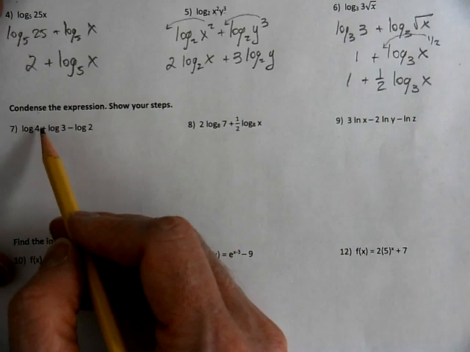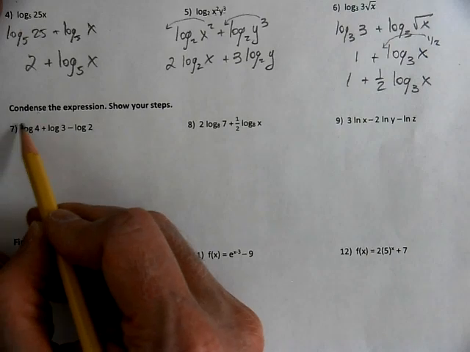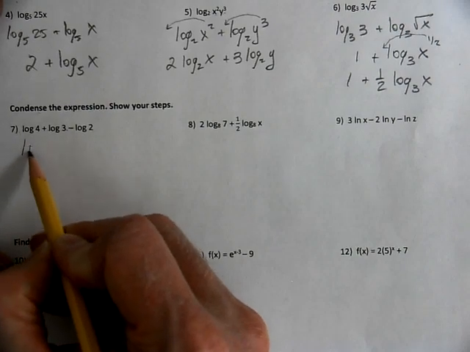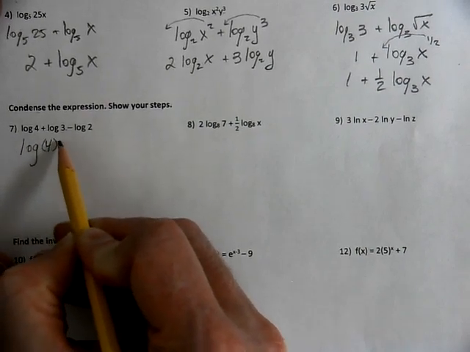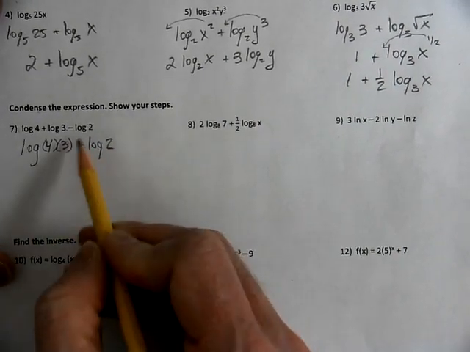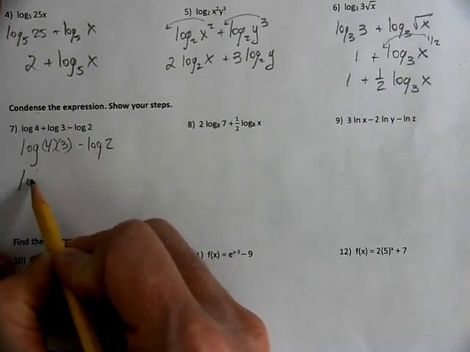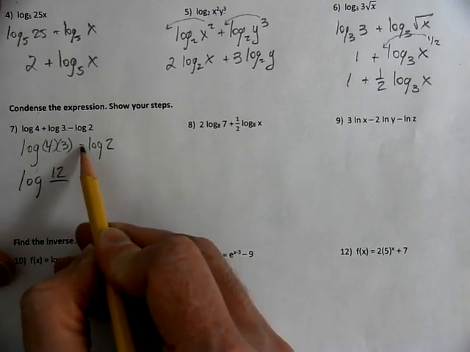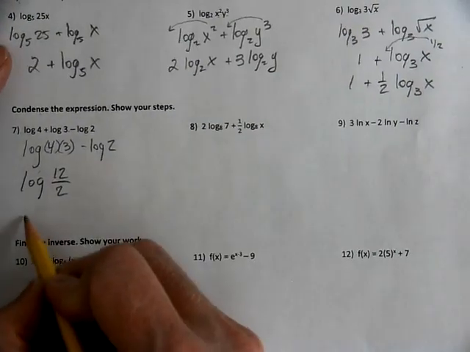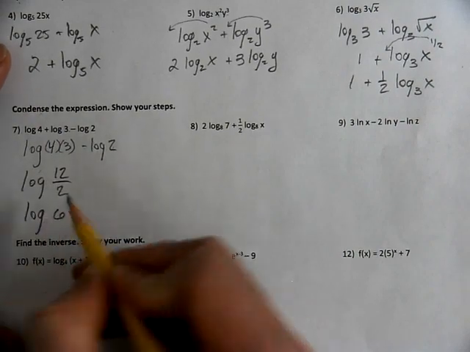Now we're condensing. Now we're going the other direction. I don't see any values in front of the logarithm, so I don't have any exponents. I see a plus, so that means I'm going to multiply those two. 4 times 3 minus log base 2, or it's log of 2. It's a common log. So this is log of 12. Minus means divide by 2. You don't write the log twice there. You only bring the 2 underneath the 12.